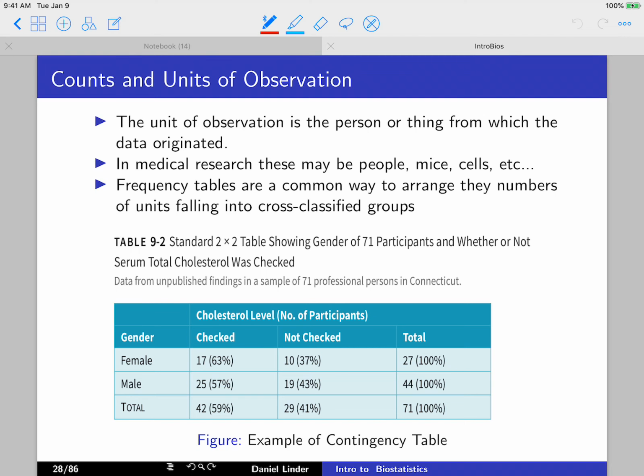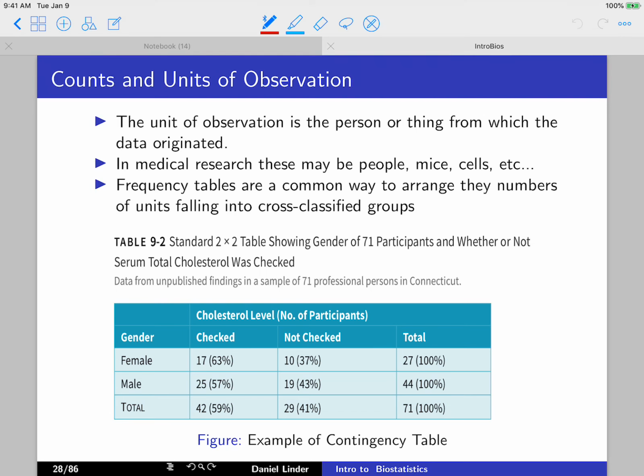And one of the ways to look at data like that would be to look at counts and understand what your unit of observation is. So the unit of observation is the person or thing from which the data has originated. And the most common ones in medical research, although by far this is not all, would be people, mice, cells, or other types of units. And so what we have here below is a frequency table, and this is a very common way to arrange the numbers of units that fall into cross-classified groups.